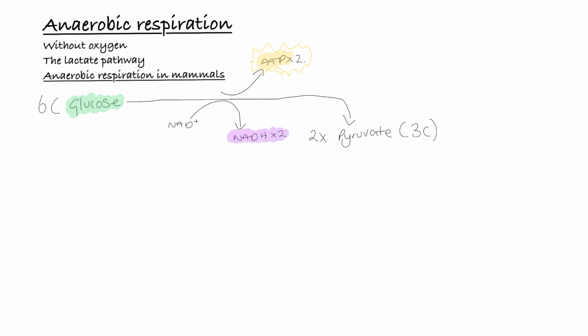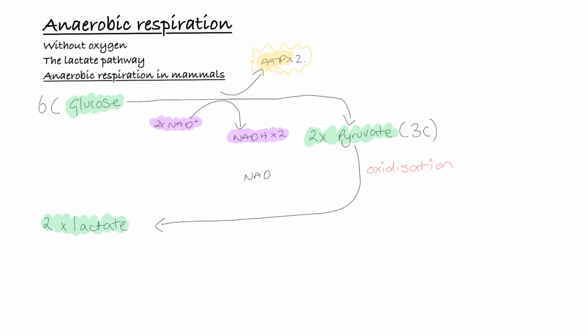So those NADHs are oxidized in the lactate pathway. So those 2 pyruvate molecules are converted to 2 lactate molecules. Sometimes you'll see this referred to as lactic acid, but they're just the same thing. And the output is 2 oxidized NAD molecules. They re-enter glycolysis and they allow the glycolysis pathway to occur again. And this just happens over and over again, and we produce molecules of lactic acid.